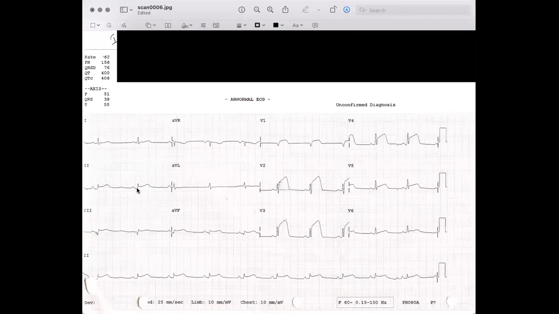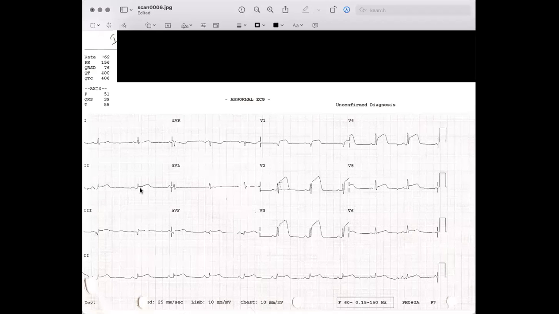Next, I will check the QT. It should be less than half of the RR interval. You can see the calculation here. The corrected QT is about 406, which is normal, and the computer is very accurate. But as you said, you look at whether it's less than half the RR, then it's normal.